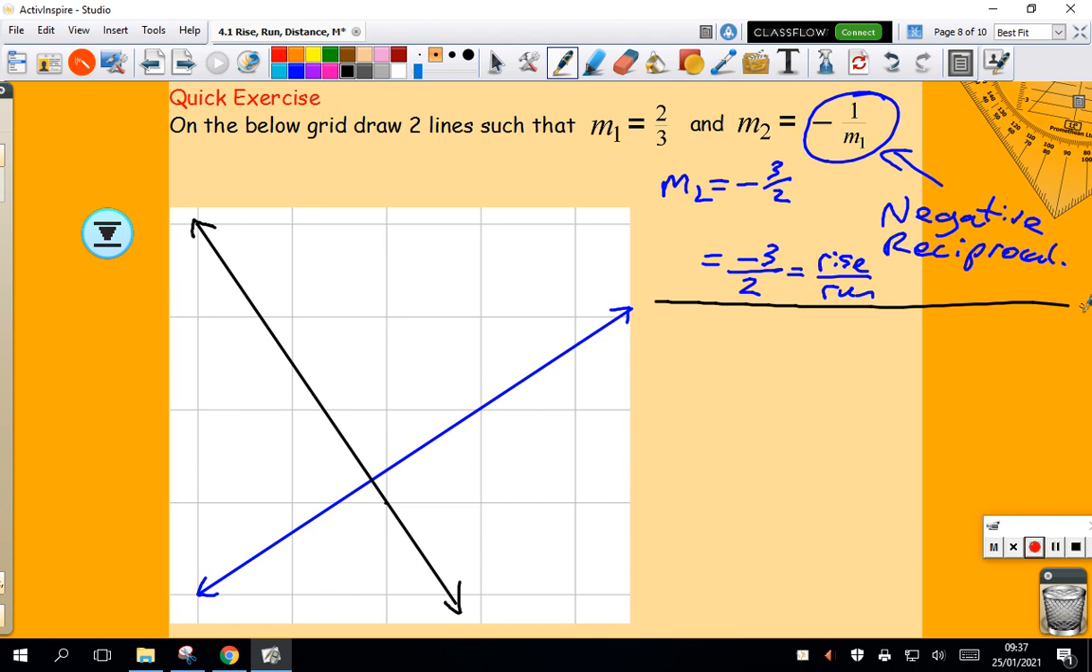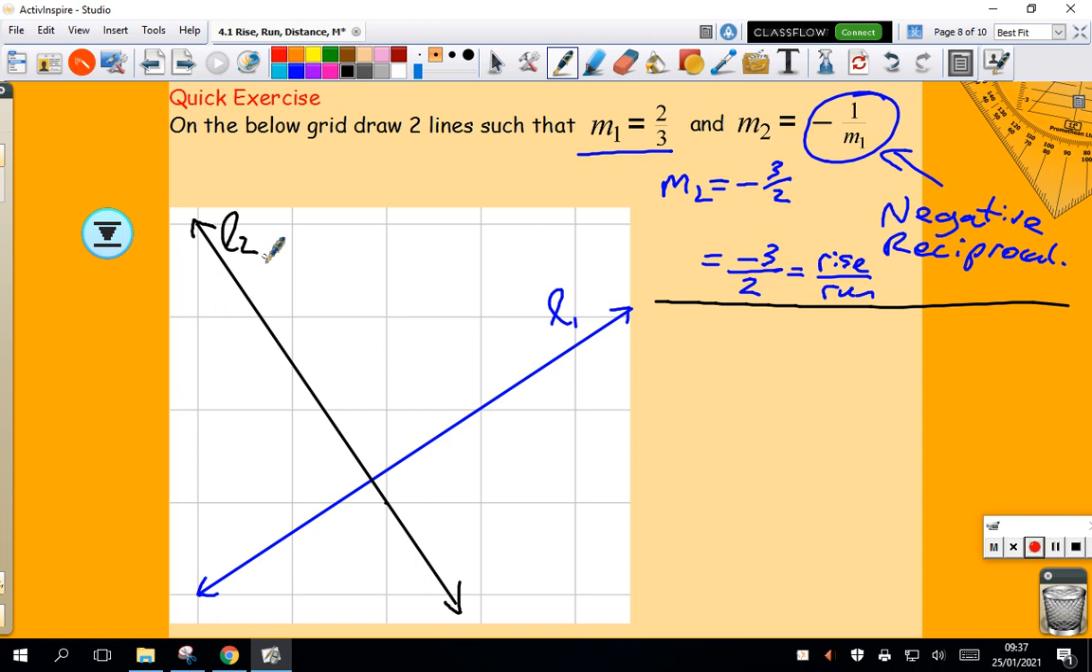So I want to think about these lines for a second, and let me just label them here, L1 and L2. Sorry, I'm actually going to have labeled them incorrectly. Why? Because M1 is 2/3, so the slope that is 2/3 has to be line 1. And M2 is -3 over 2, so the slope with the negative slope has to be line 2.